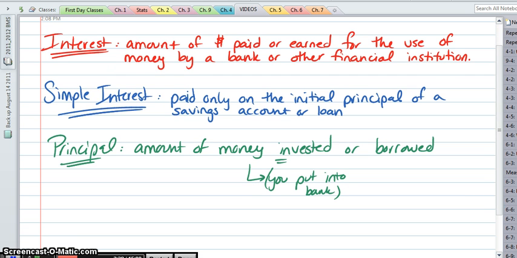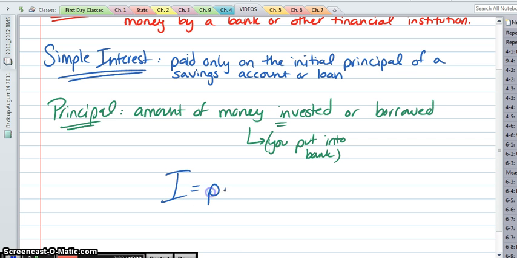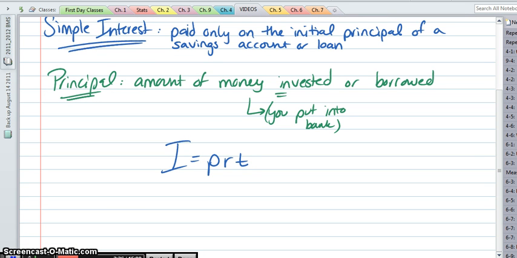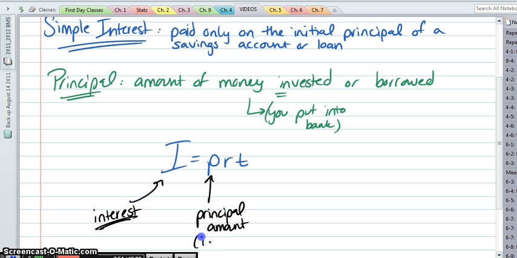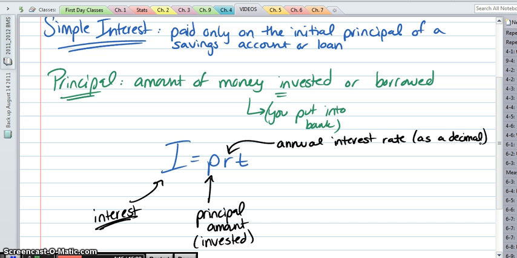Okay, now that we have some of those keywords, let's take a look at our handy-dandy formula. I equals PRT. I stands for the interest. P stands for the principal amount or money invested. So again, that's where the other I word might come into play, but that refers to that principal, that initial amount of money put in. R is your annual interest rate. Annual means yearly. And this needs to be converted into a decimal. Usually it's a percentage. We need to convert to a decimal before we use it. And T is time in years.